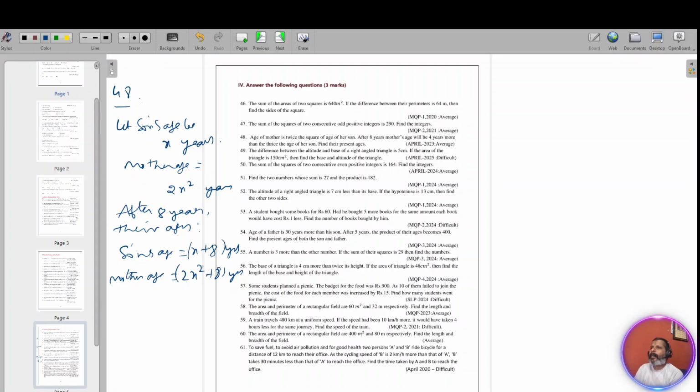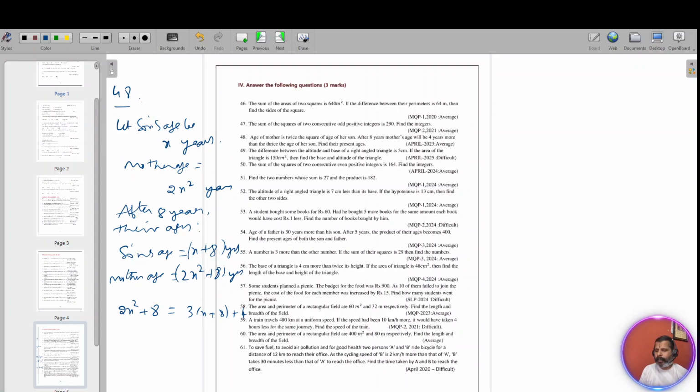Okay, read the question now. After 8 years, mother's age will be 4 years more than twice the age of the son. Mother's age will be, you write, 2x square plus 8 is equal to 4 years more than, means 4 plus, you have to do what? Thrice the age of the son. Thrice the age of the son, you add 4. Okay. This is the question.